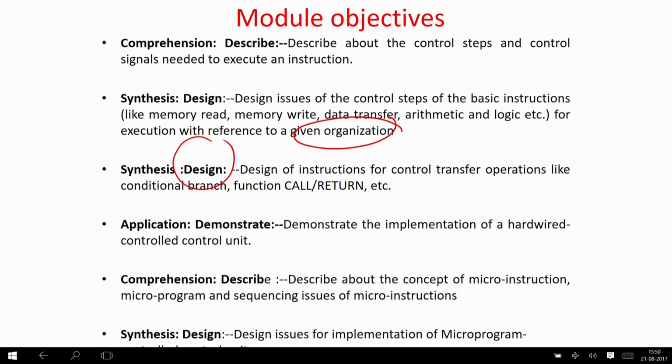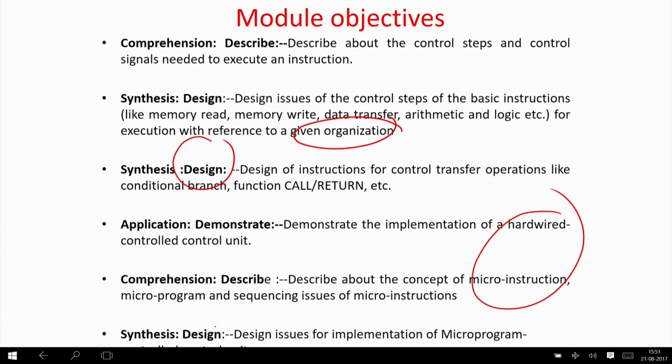So in fact, in the two designs, we have separated out the two synthesis objectives. One is for the normal arithmetic and data transfer operations, and another set is for branch instructions, interrupt instructions and call and return instructions. Then of course, two important things: you will be able to design the control signals based on a hardware based control unit and a micro program based control unit, that is the hardware business as well as the software business.